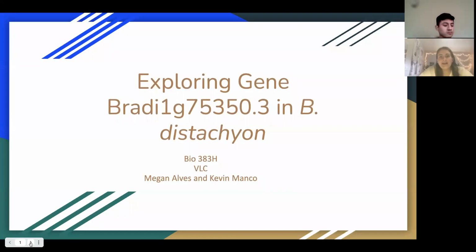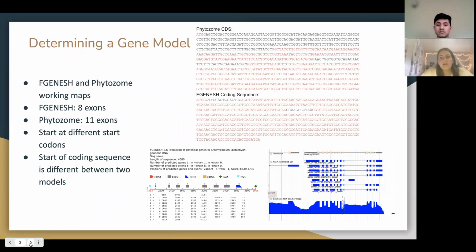Hi, we're Team VLC, and we're going to talk about our exploration of our gene Bradi1g75350.3 in B. distachyon. So to start, we needed to create a gene model for our given gene.